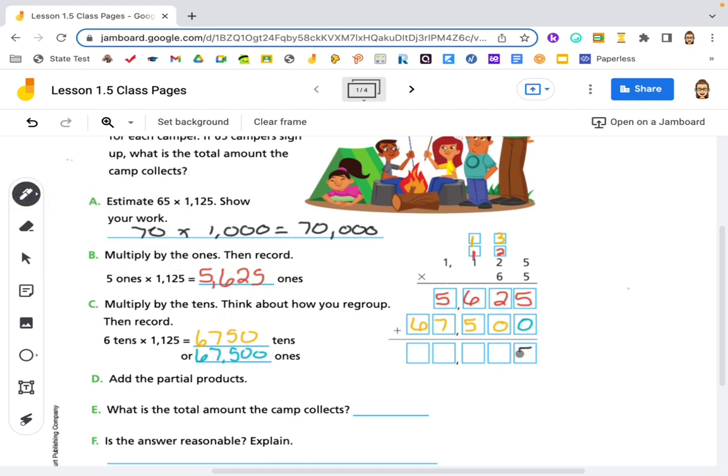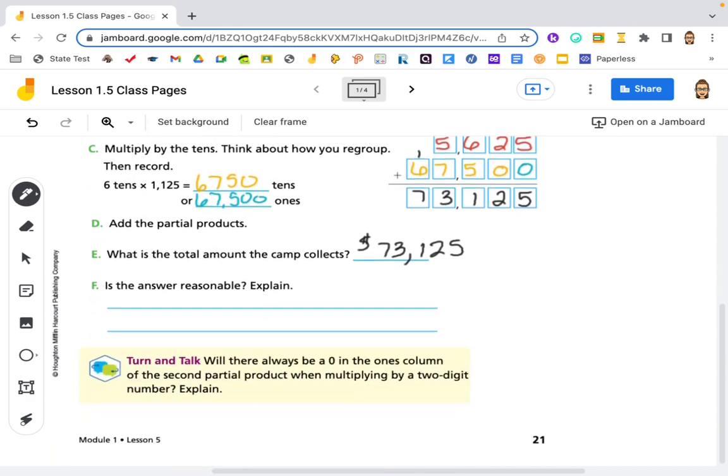So 5 plus 0 is 5. 2 plus 0 is 2. 6 plus 5 is 11. 1 plus 5 plus 7 is going to be 13. And then 6 plus 1 is 7. So we get $73,125 collected at the camp.